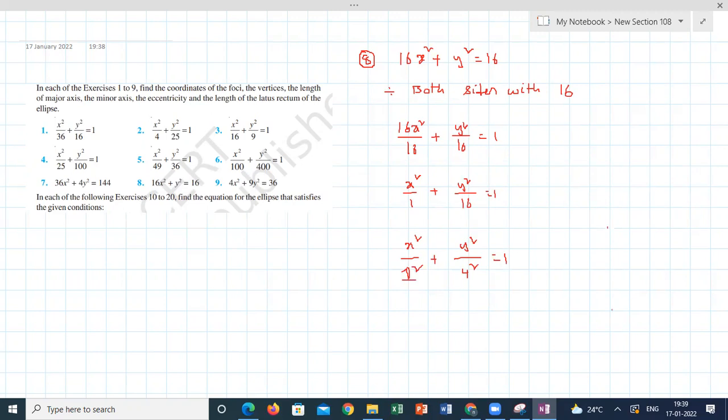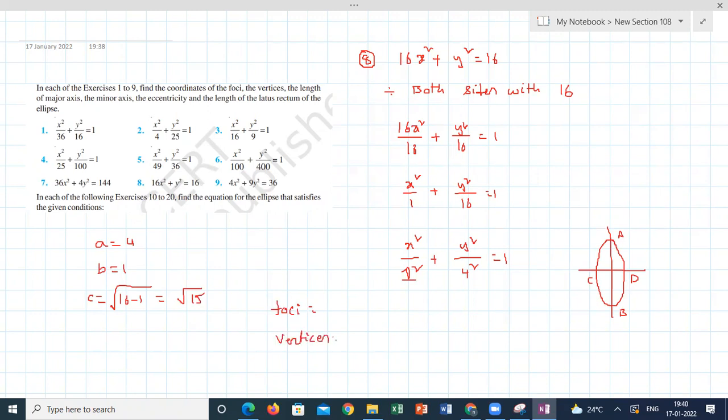Here also it looks like this, the way it looks, A, B, C, D. So a is equal to 4, b is equal to 1, c is root of 16 minus 1, which is root 15. So what are the foci, vertices, AB, CD, eccentricity, and length of the latus rectum? Calculate and let me know your answers.